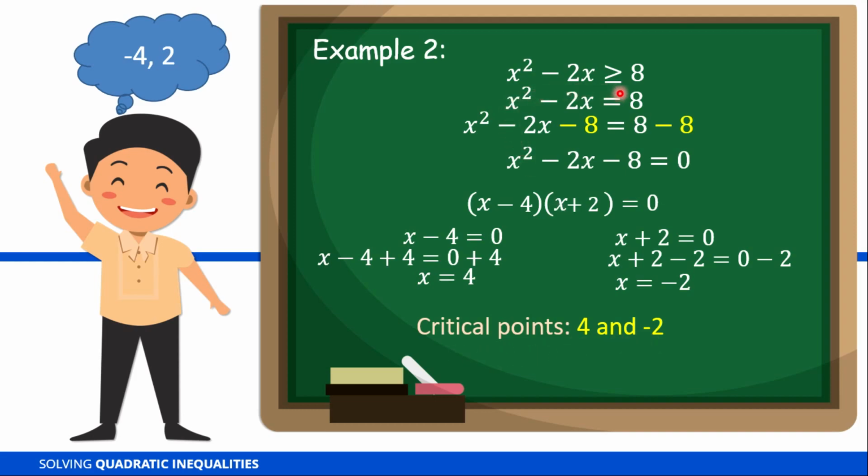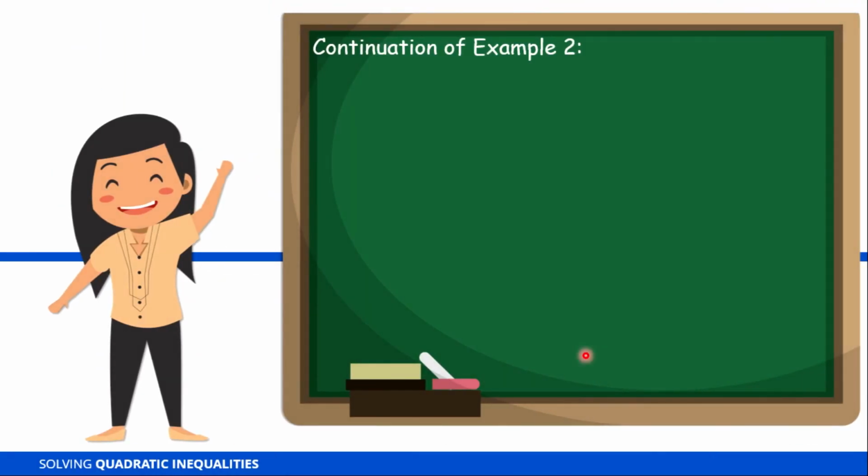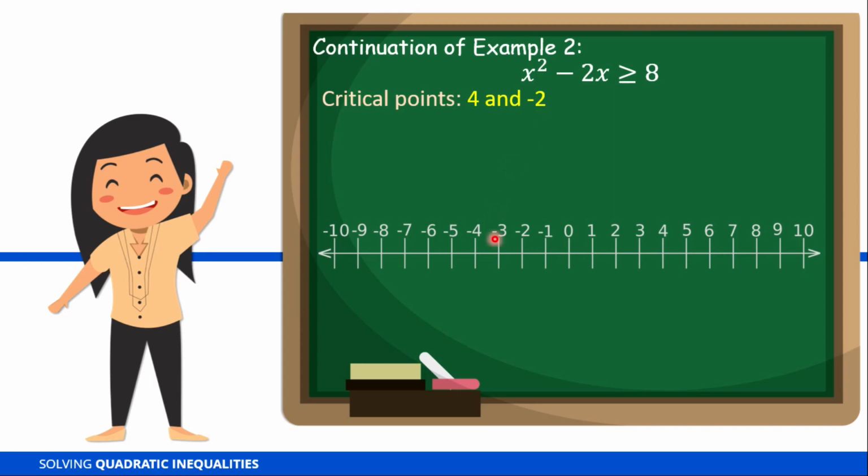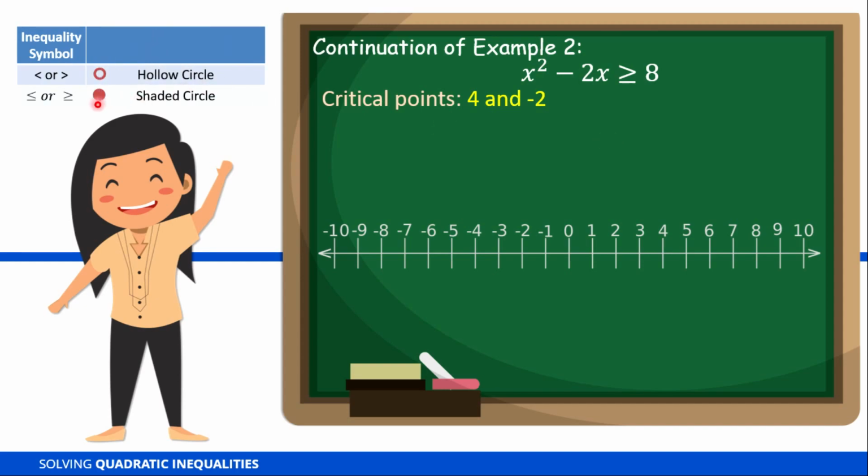Balik na tayo sa ating original inequality kasi nakuha na natin yung critical points natin. Gagamit ulit tayo ng ating real number line to illustrate our solution set. Pero bago yon, ano muna yung circle na gagamitin natin sa pagpa-plot dito sa ating real number line? Since we have here greater than or equal to, ano ang gagamitin natin? Ang gagamitin natin ay shaded circle.